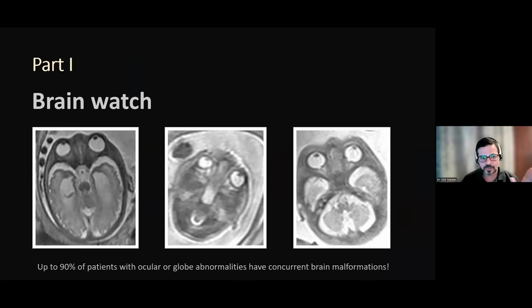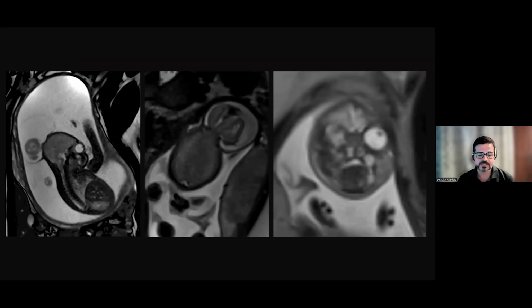Make sure that once you have established there's a problem with the eye, you instantly start looking at the brain. In up to 90% of cases with ocular or globe abnormalities, you will discover a concurrent brain malformation. It will be important to know the gestational age, and, if possible, though not always possible, to know if there were environmental triggers like toxins as the baby was developing. The first instance here is of a recent case that we came across in our hospital, and you've seen a few examples of these.